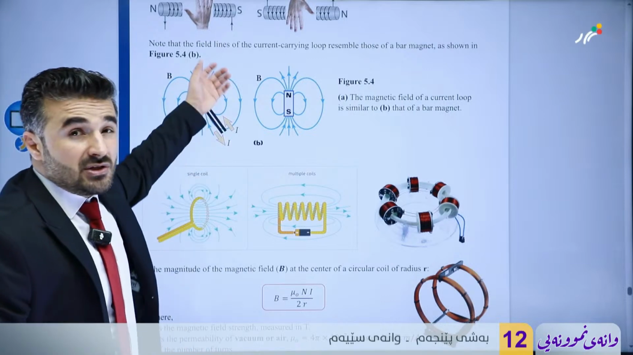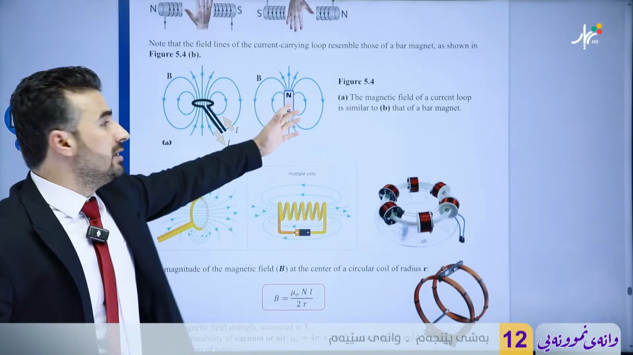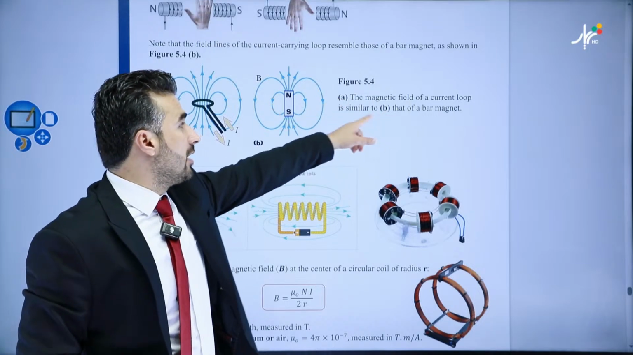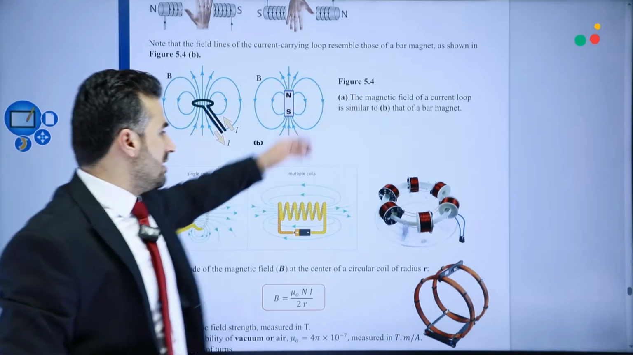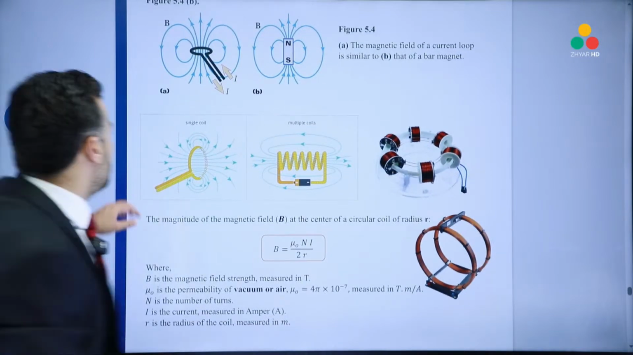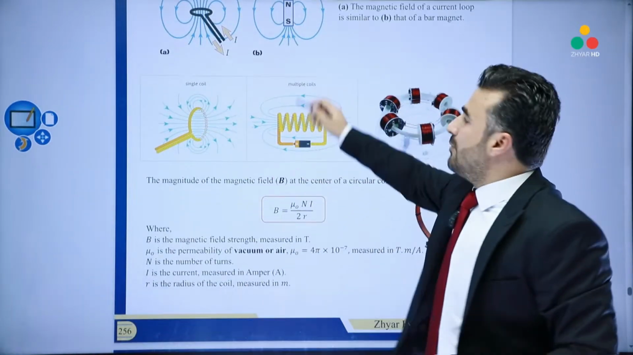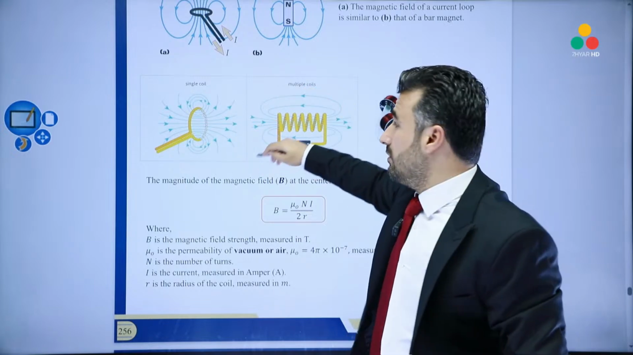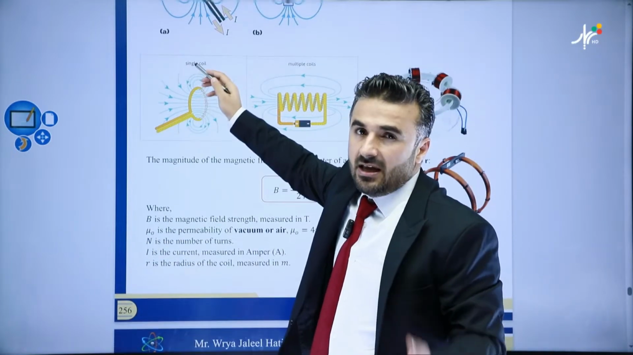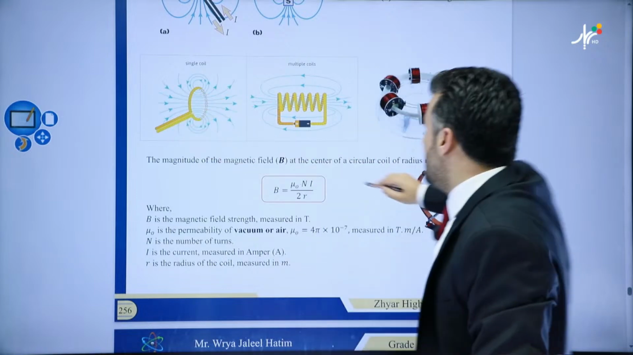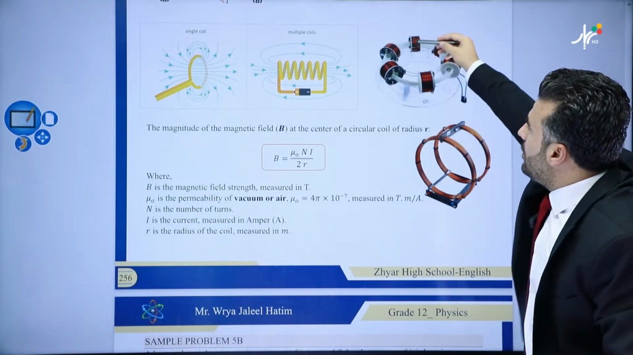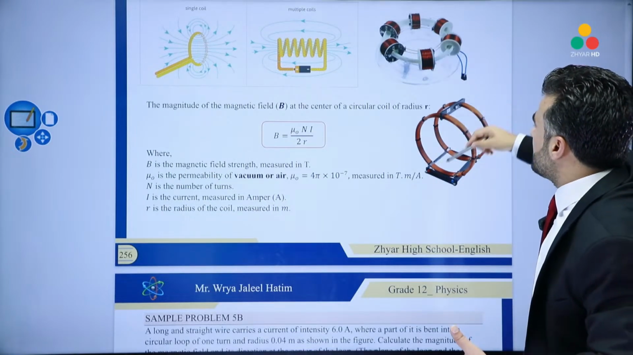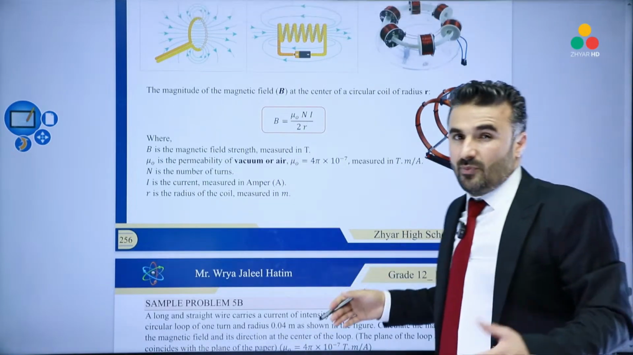And the magnetic field lines of a coil are very similar to the magnetic field lines of a permanent or bar magnet here. So the magnetic field of a current loop is similar to that of a bar magnet. Basically, this is a single coil, and this is a multiple coil. If it is a coil like this, later on we're going to call it a solenoid, but just remember this is what we are talking about, a coil. And you can see more examples of coils here, with many turns of wire. These are some other examples of coils.